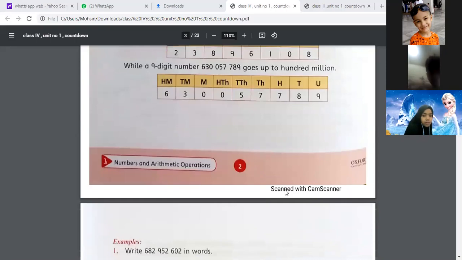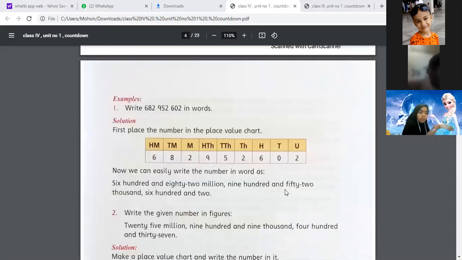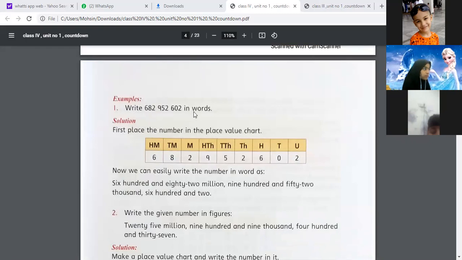Now the next is page number 3. They are going to give you an example: write this value in words. Words mean we have to write in alphabets. Now what are we going to solve? The solution is first to place the numbers in the place value chart. I'm going to do this one on the board.